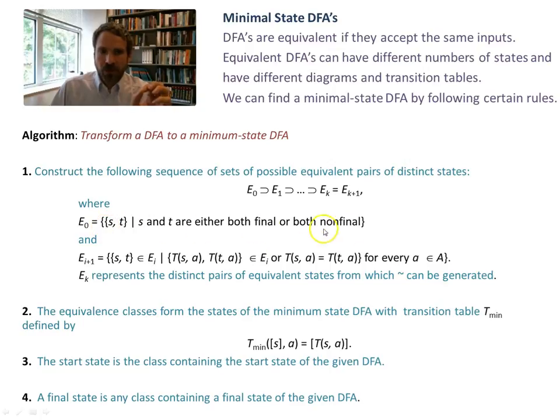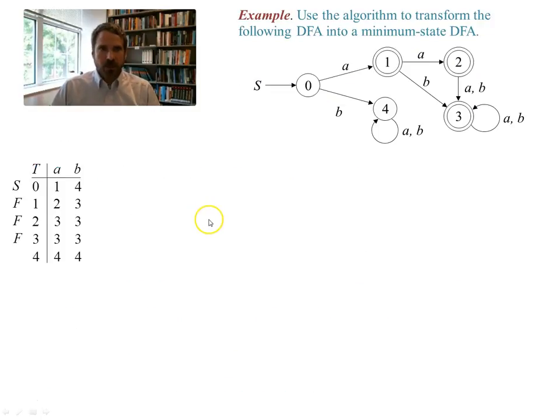So this is all the possible states that could potentially be the same. And then now we're going to keep refining our set and cut out states that we know are not the same. So let's go through an example. You don't really understand this until you see an example. Here is a state machine. Here's a DFA, and here's its transition table.